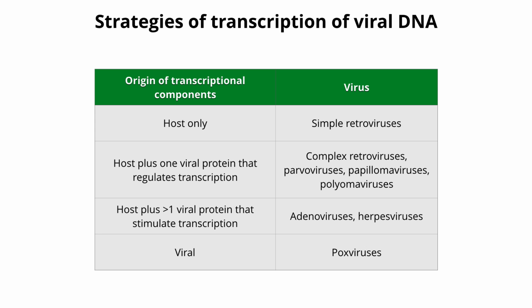The bigger DNA viruses, adenoviruses and herpesviruses, again use the host RNA polymerase. So far, all these viruses are using host RNA polymerase, but they make more than one viral protein that can regulate transcription. And finally, we have the pox viruses, which encode their own transcription system. It turns out there are pox viruses and a couple of the really big viruses with huge genomes. They encode everything that they need.